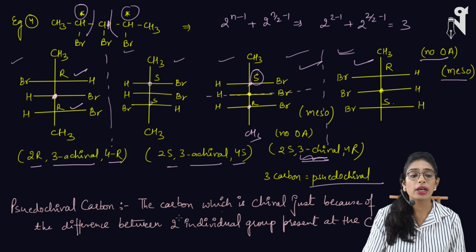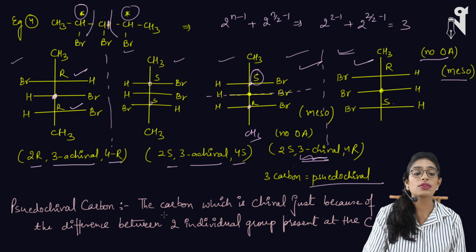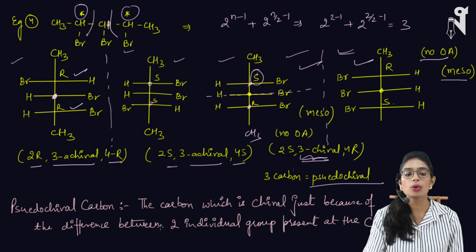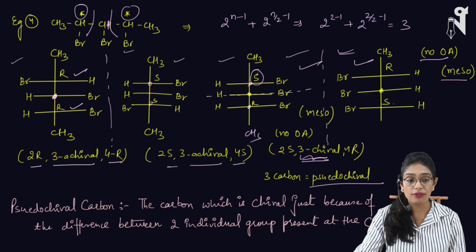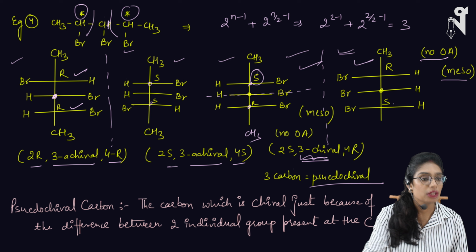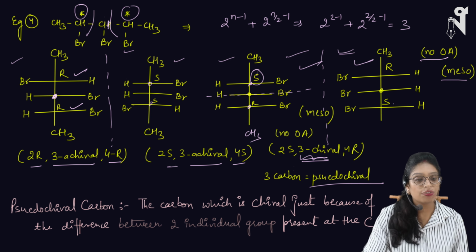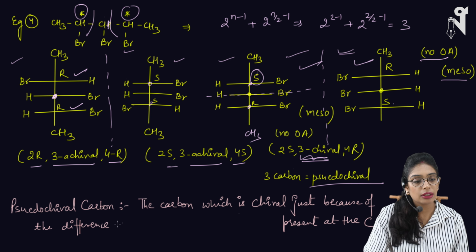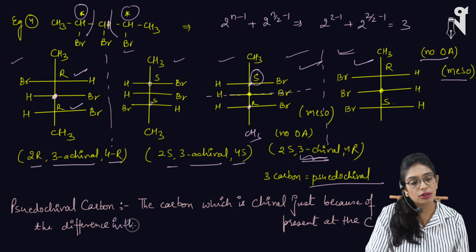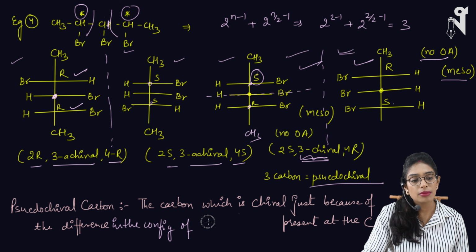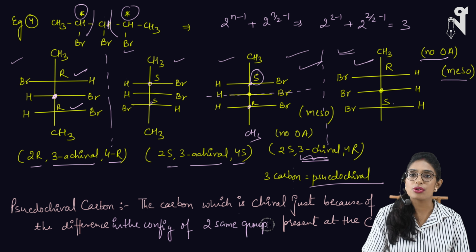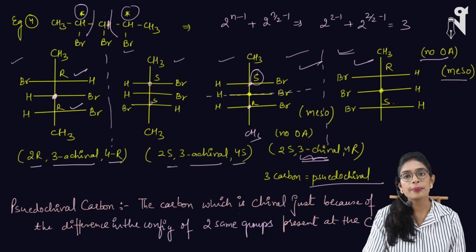What is the definition of pseudo-chiral carbon? I think I have done a small mistake over here, just correct it. The carbon which is chiral just because of the difference in the configuration of two same groups present at the center. So this is the definition of pseudo-chiral carbon.